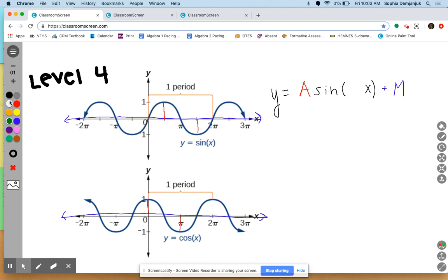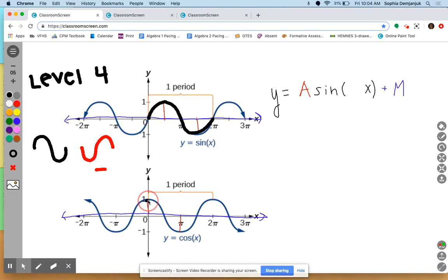The next thing is if your graphs are reflected or not. Usually when we're talking about sine functions, we have our nice little S shape, and it starts at the y-intercept with a high peak to a low peak. If a regular sine function is transformed and reflected, you're going to start at the y-intercept and have a low peak and then a high peak. In that case, you're going to make your A negative.